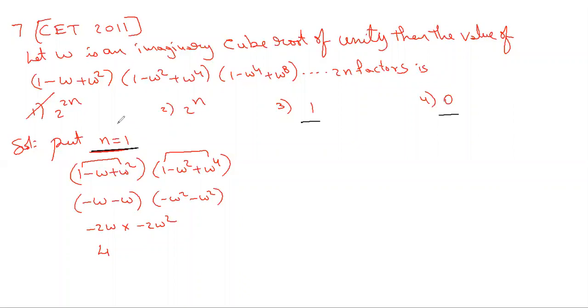When I substituted n is equal to 1, the question becomes this, and so on, 2n factors. That means 2 into 1, 2 factors. So you need to take 2 factors in the product for n is equal to 1. That's why I took only the first 2 factors.